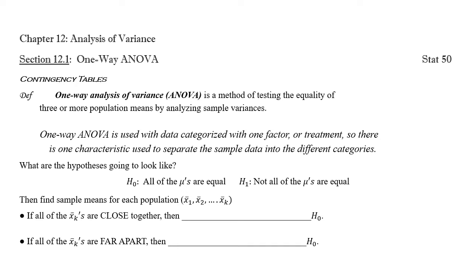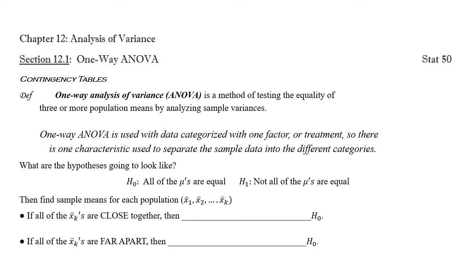One-way ANOVA is used with data categorized with one factor. So there is one characteristic used to separate the sample data into the different categories. So what are the hypotheses going to look like?